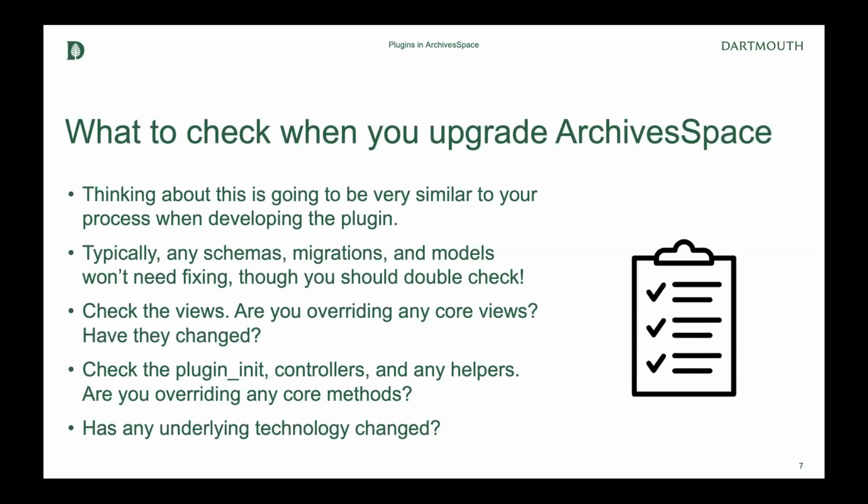Typically, and this is typically as in most of the time, but it's not a rule, schemas, migrations, and models probably won't need fixing, but again, you need to check. Check the views. These are where I typically find most of the changes that I need to make are, especially if you're overriding core views, because core views can change and you want to make sure that your override or your addition to the core view is still present, but that any new functionality that's in that view is also in your plugin. And then you need to check the initializers, the controllers, any helpers that you've written, all those sorts of things, especially again, if you're overriding any core methods in any of those.